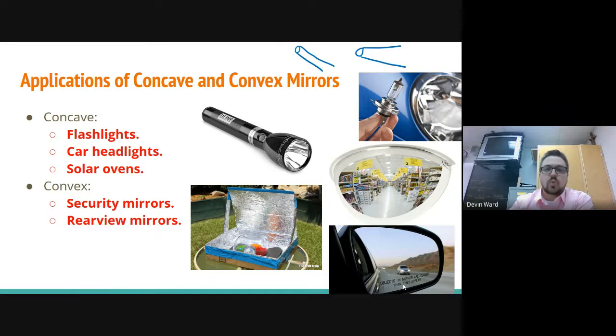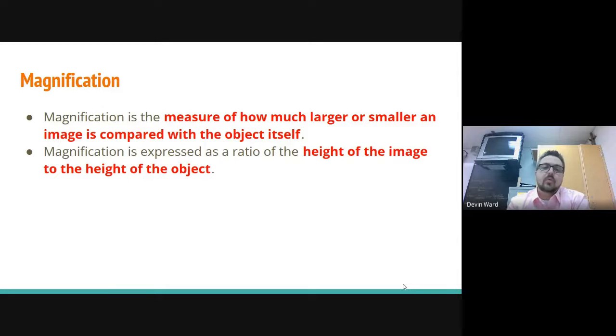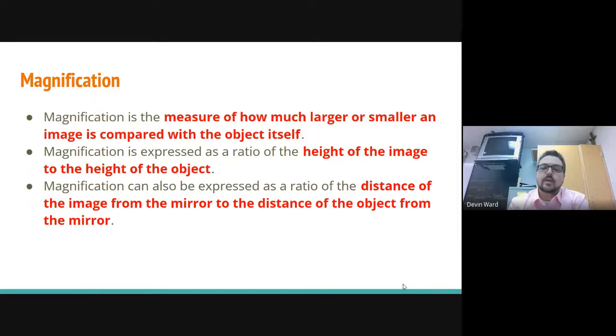Okay, just one last thing to go through would be magnification. Magnification measures how much larger or smaller an image is compared to the object itself. We express magnification as a ratio of either the height of the image to the height of the object, or the distance from the image to the mirror and the distance of the object to the mirror. You can use either way of doing it.